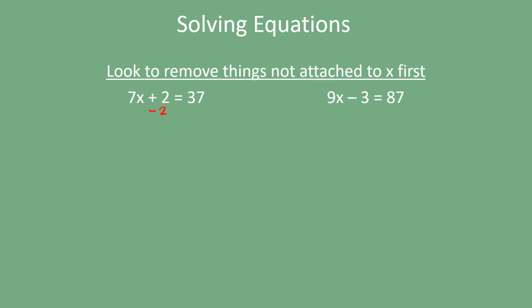So we're going to take it away. And again, do it to both sides. Now if we do that, we'll end up with 7x is 35. And now we've got what we had on the previous examples. 7 times x is 35. Do the opposite. Divide by 7. Do it to both sides. We'll end up with x equals 5 as our final answer. Check it works. 7 times 5 plus 2 equals 37. Yeah, that works. So, x is 5 is our answer.